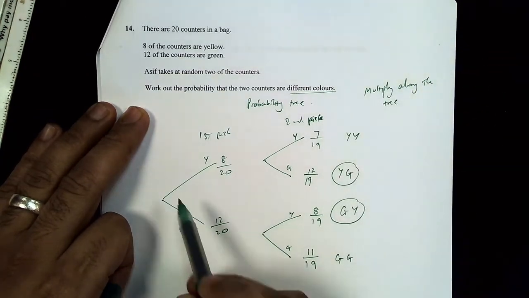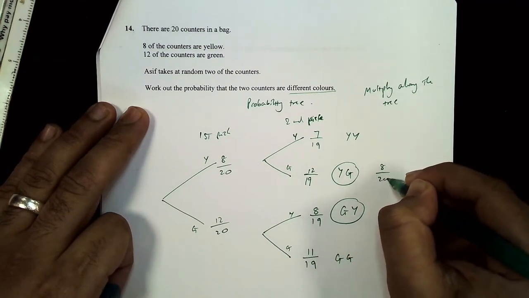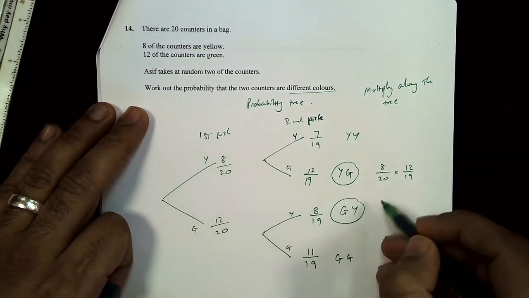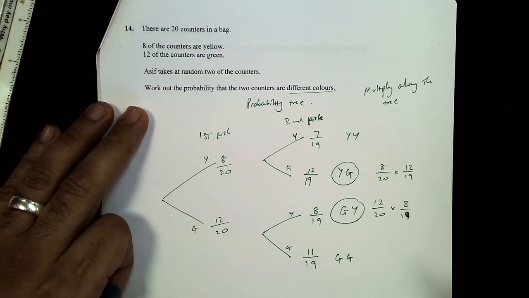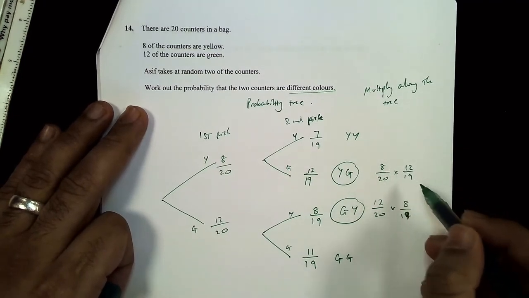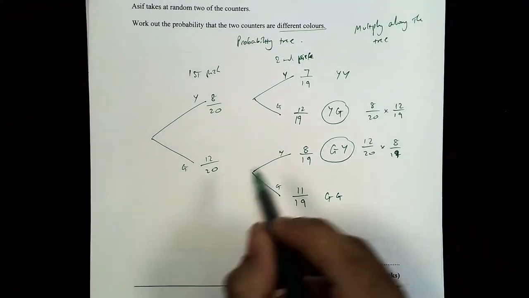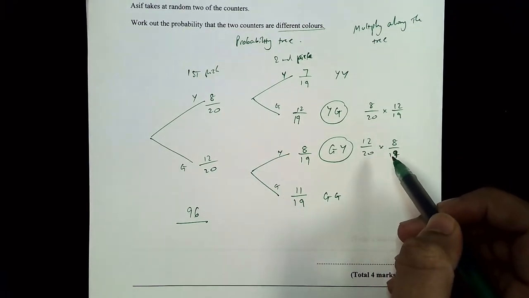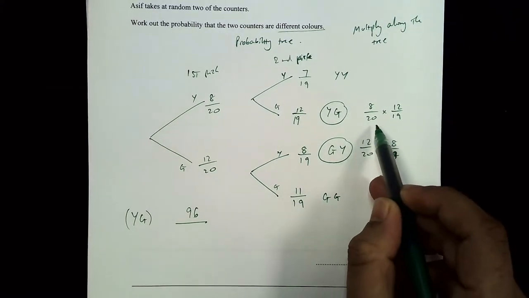So here we go. 8 out of 20 times 12 out of 19. And then for the green, yellow, that would be 12 out of 20 times 8 out of 19, and now you're just going to do those two sums. I'm just going to move this down a bit so I can make some space. 8 times 12 is 96, so 96 out of 20 times 19. This is, by the way, yellow green I'm doing here. 96 out of 20 times 19.